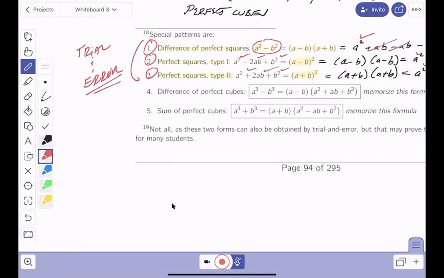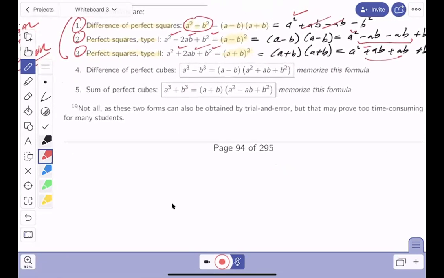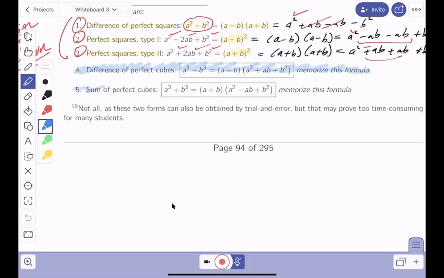You can. Those three can be gotten by trial and error. All right. The other ones, though, again, I really can't say it enough times. You really want to make some attempt to memorize these by the time you get to the exam. When you're doing homework, though, you can have these things written down in front of you. The difference of perfect cubes and the sum of perfect cubes. Have them written down, all right? Now, again, can you get those by trial and error? Yes, but most students have a tough time with it.